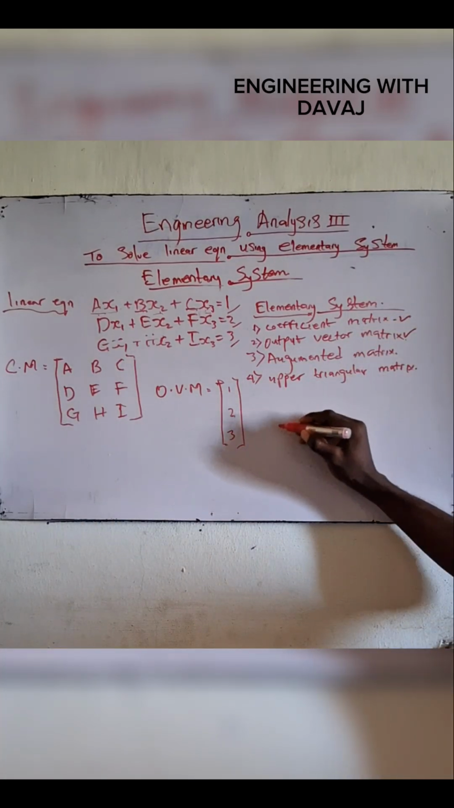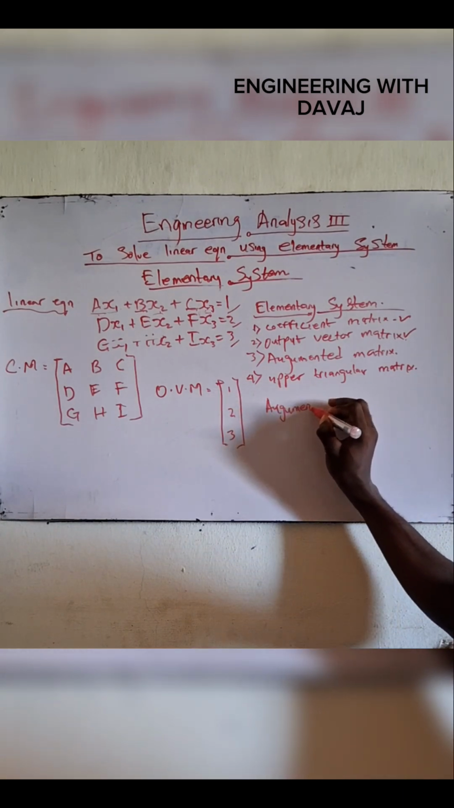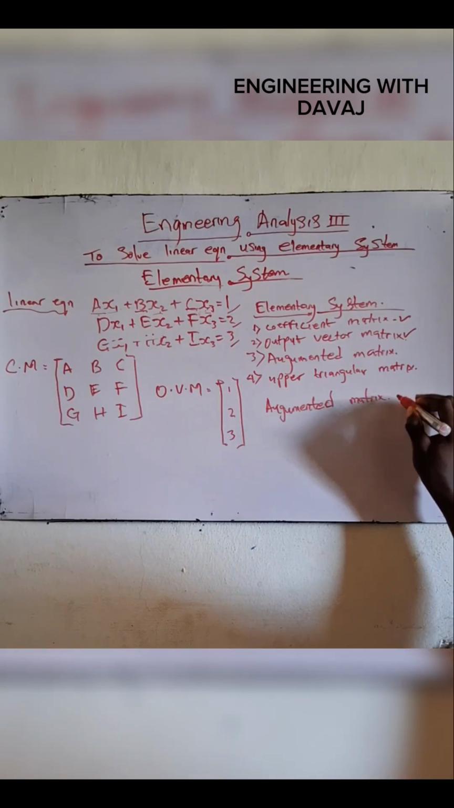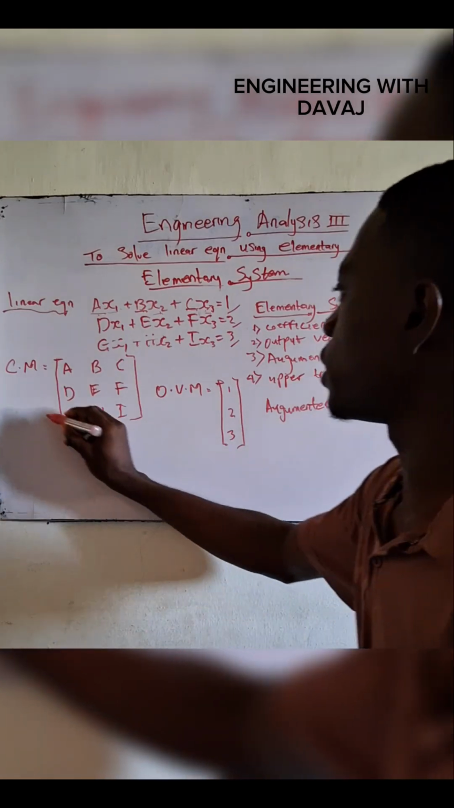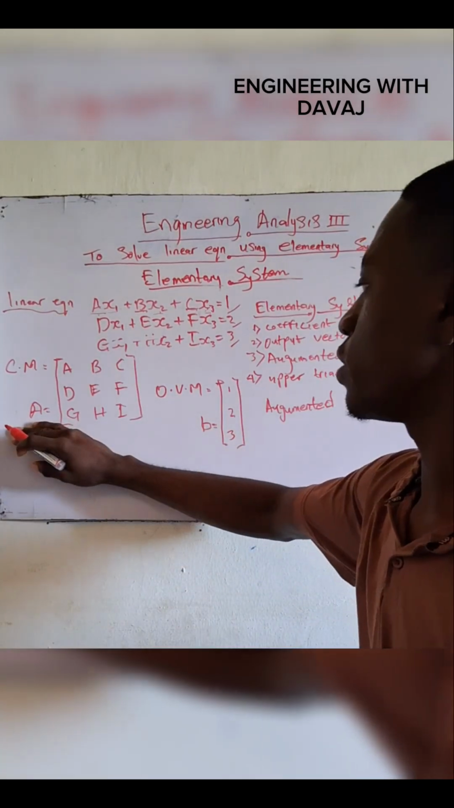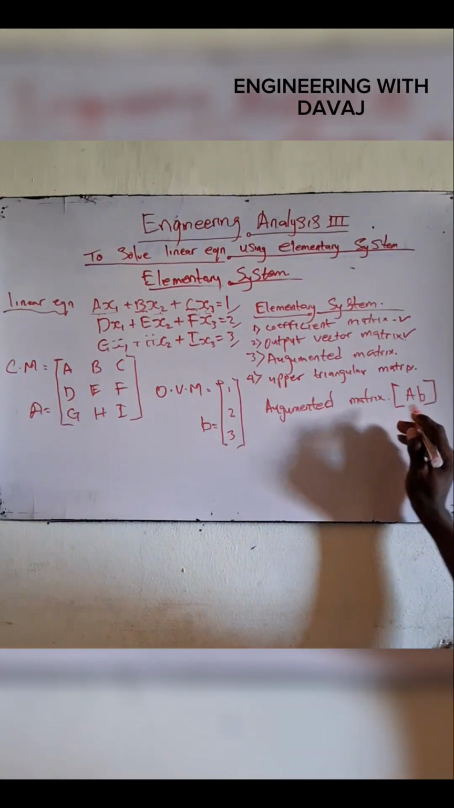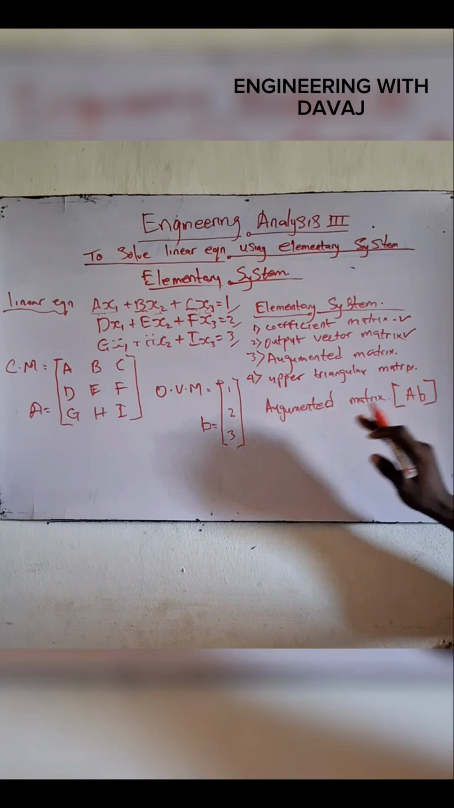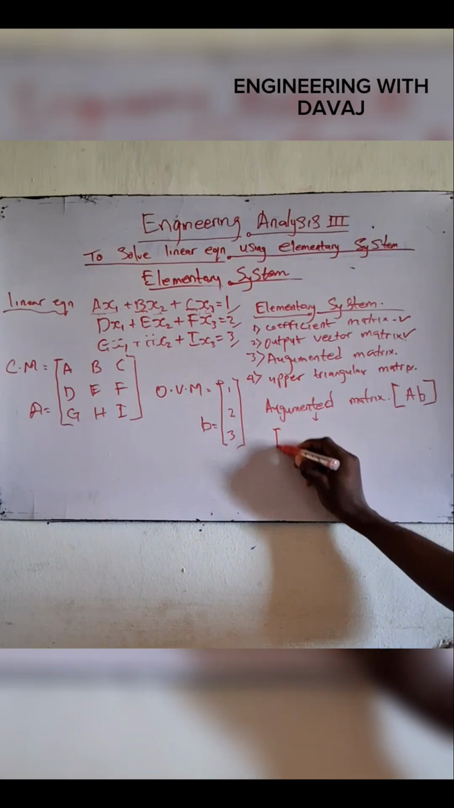The third step is to write the augmented matrix. The augmented matrix is always written in this form, AB. The coefficient matrix is the big A, while the output vector matrix is the small b. So my augmented matrix is always written as AB, which is the combination of the coefficient matrix and the output vector matrix.